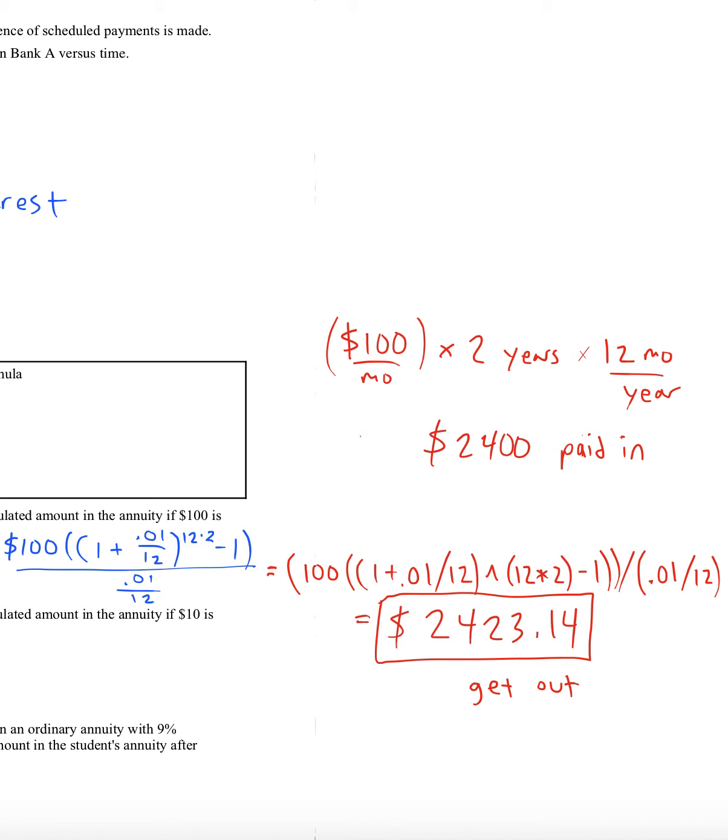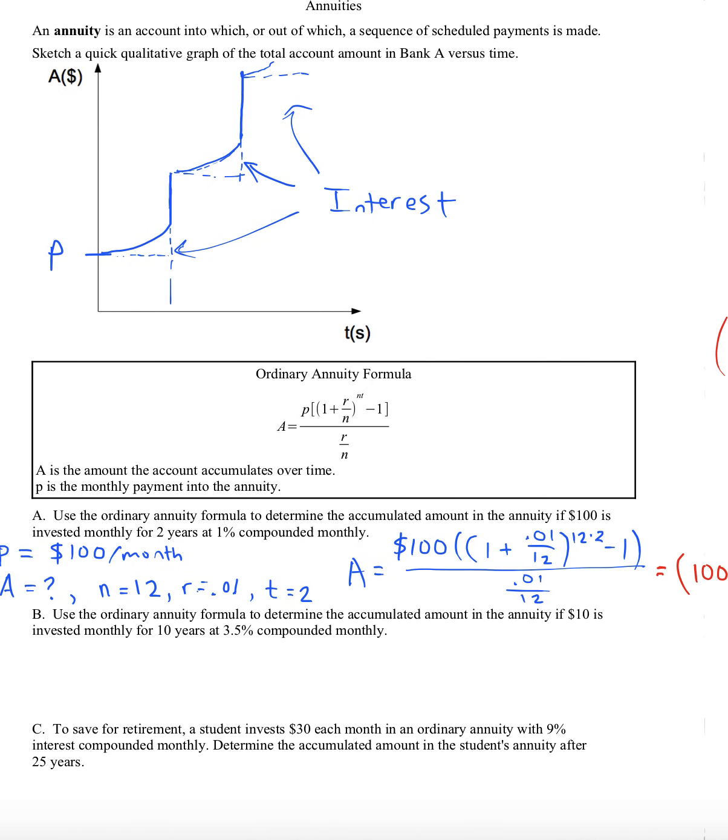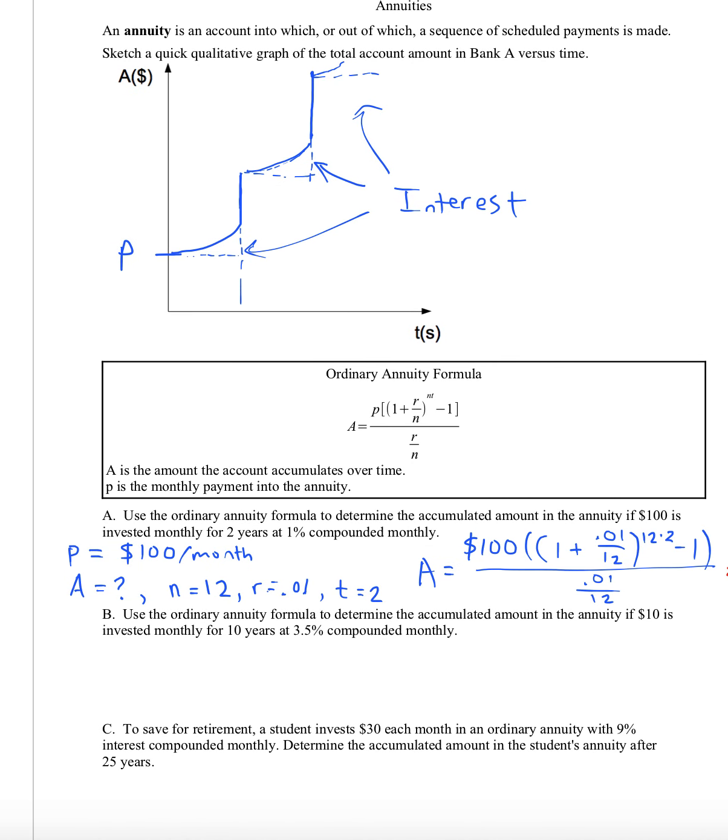Now in this case, it wasn't a whole lot of interest because it's a low APR. It's also a short time and a relatively low payment amount. But if we increase those things, we could get a substantially larger output. In this one, we'll calculate the amount that would be in your annuity if you paid $10 each month for 10 years at a 3.5% APR compounded monthly.